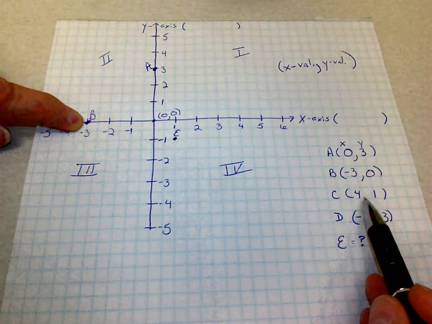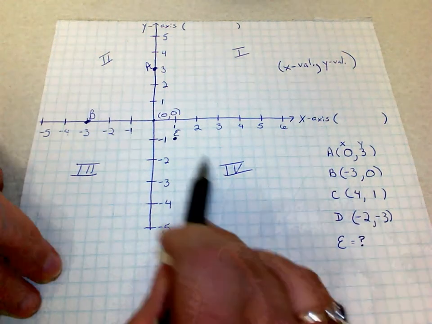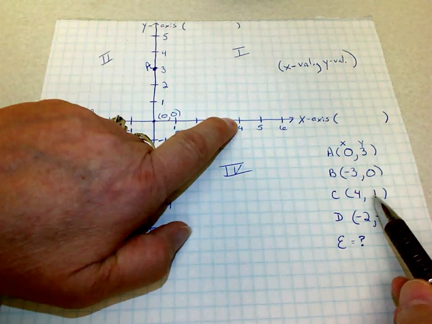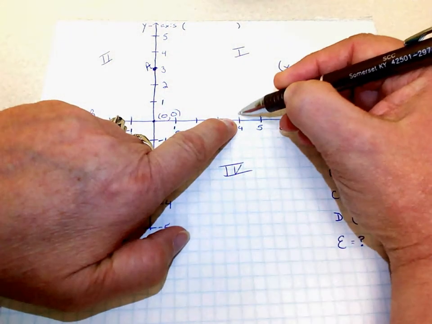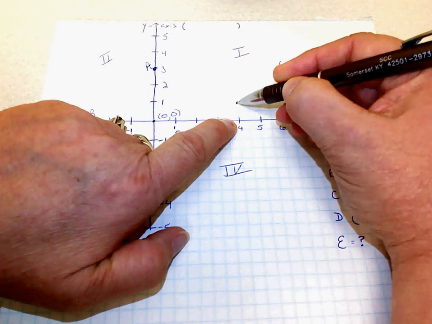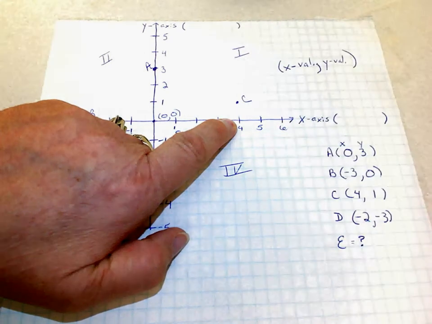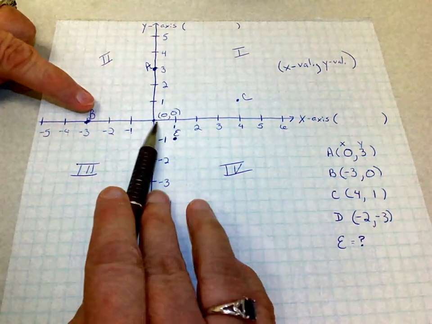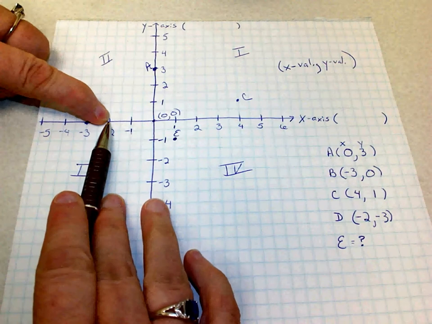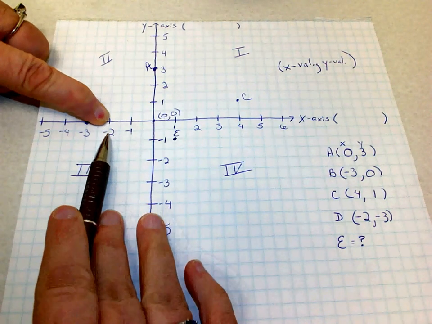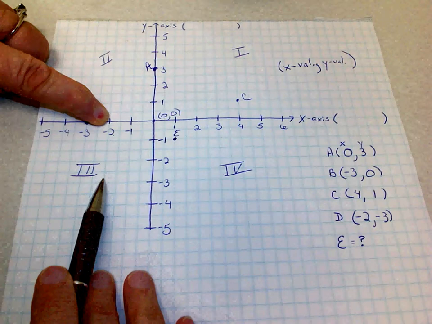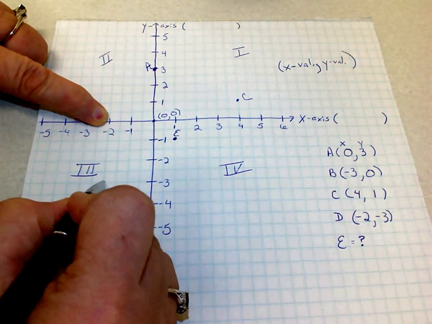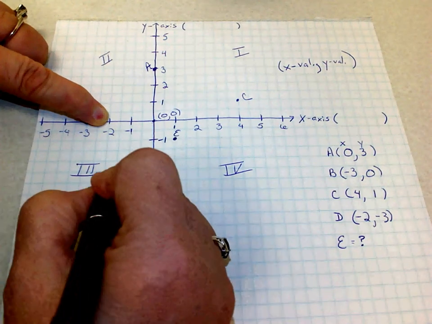Now for C, x equals 4, so I go to x equals 4, and then at the same time y is also equal to 1, so I go up to y equals 1. And again, I label it. Now for D, we go to x equals -2, but then also y equals -3, so we have to go down to the point where y equals -3. Put our point and we label it.